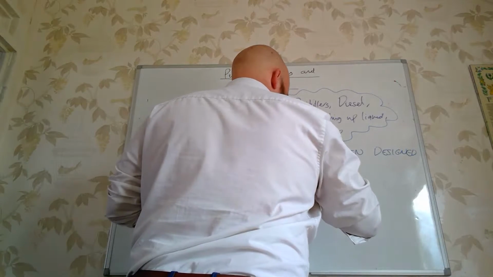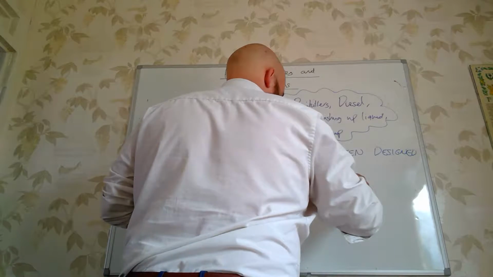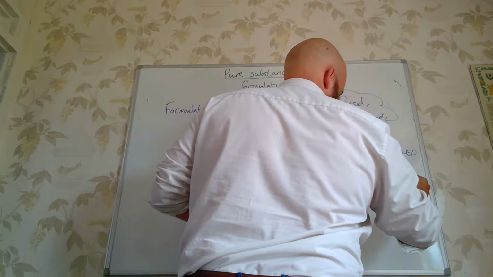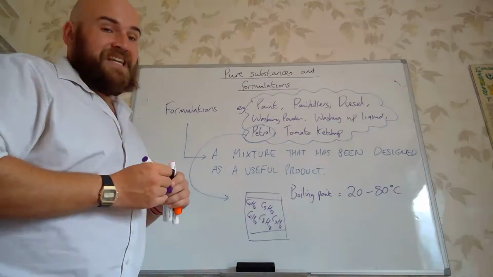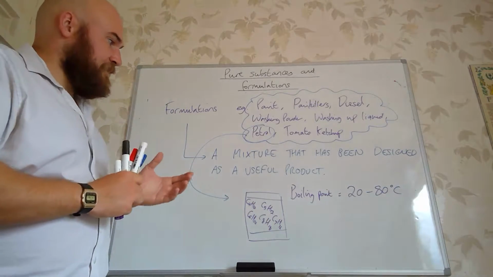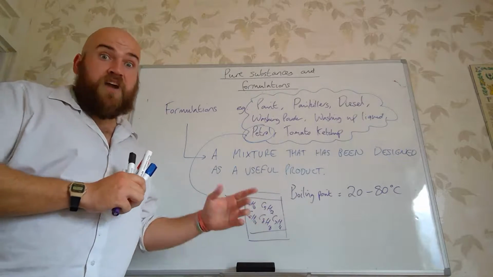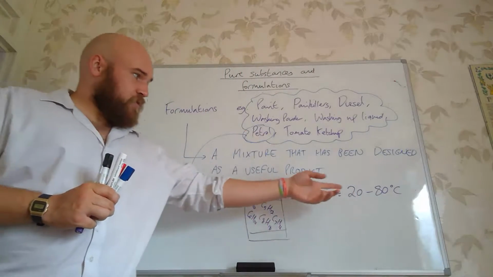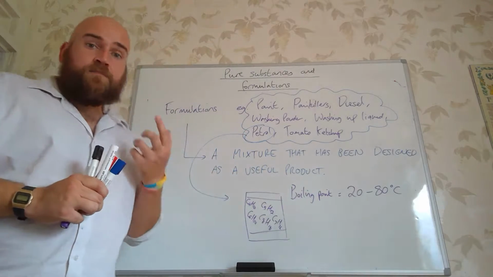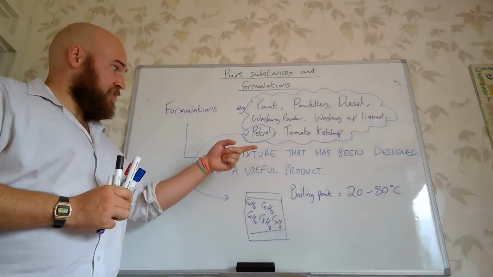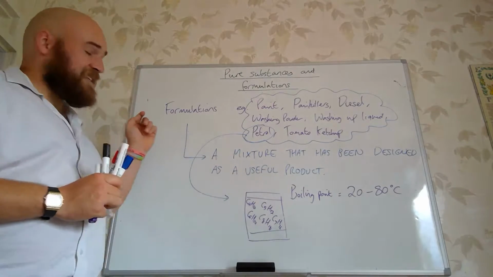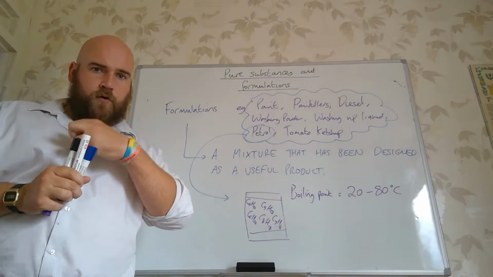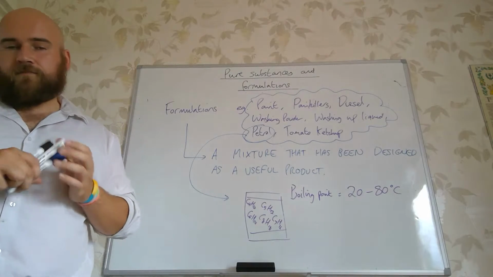But the boiling point will be between 20 to 80 degrees Celsius. As an example, I haven't got the specific data with me, but you can see the boiling point of this mixture, of any mixture, is not fixed. It is a range of temperatures. Some of it will boil at 20, but some of it will boil at 80. But is it a useful product? Yes. Is it a mixture? Yes. Was it designed that way? Yes, it is a formulation. And I hope that's been quite useful in getting your head around the idea of pure and impure substances and how to test for them.